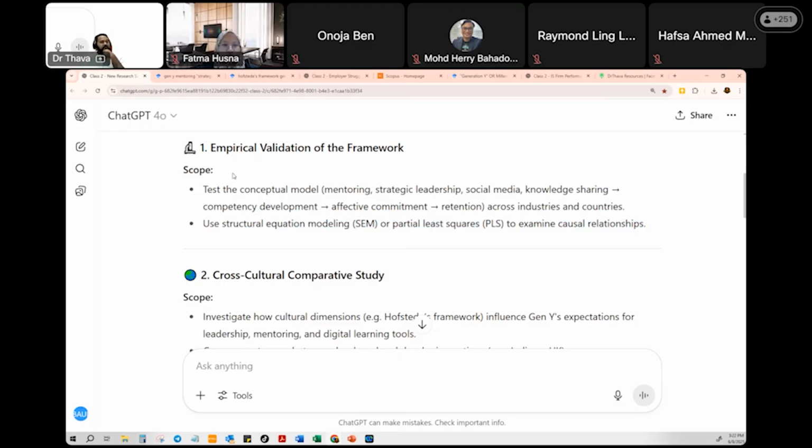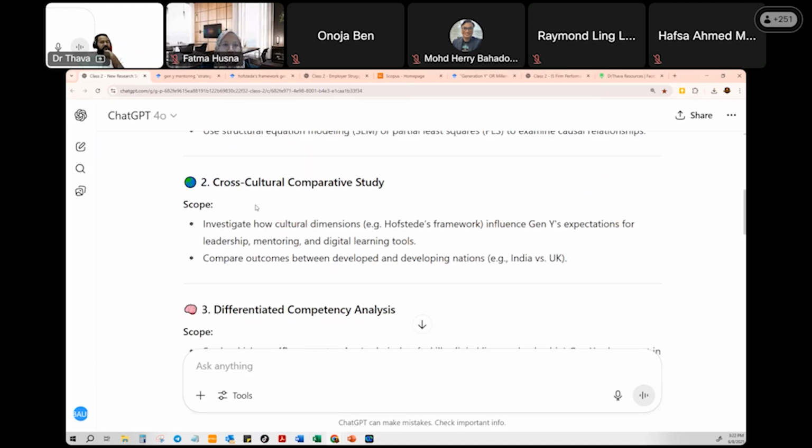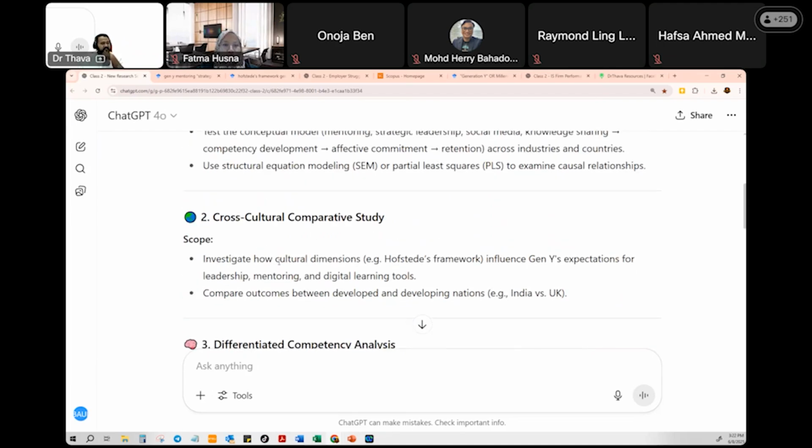So therefore, the way to find out, another thing: this one also, cross-cultural comparative study. Investigate how cultural dimensions of its framework... The moment they say one particular framework, I'm very doubtful already. How it influenced Gen Y's expectations for leadership, mentoring, digital learning tools. Compare outcomes between developed and developing nations, India versus UK. This is another red flag for me. Why only India and UK? And K. Budin is very right, AI has no fresh idea. They don't have.